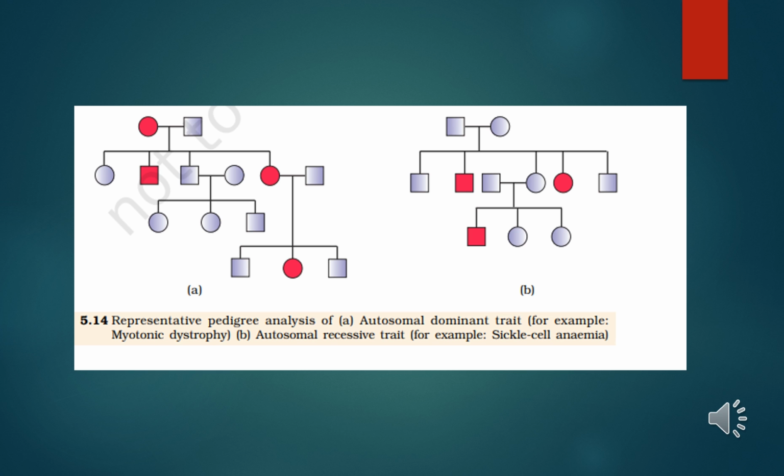Whether the fourth one, the female is affected and it marries a normal male, and then this disease goes to the next generation. Now this is autosomal dominant. Autosomal dominant trait means it seldom skips a generation. It comes in every generation because it is a dominant trait. It tries to come in every generation. So this is the example of myotonic dystrophy.